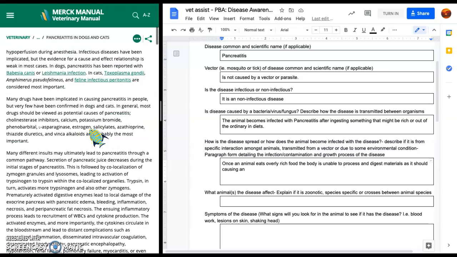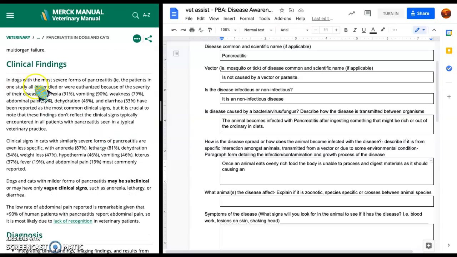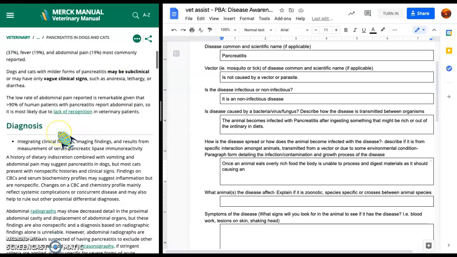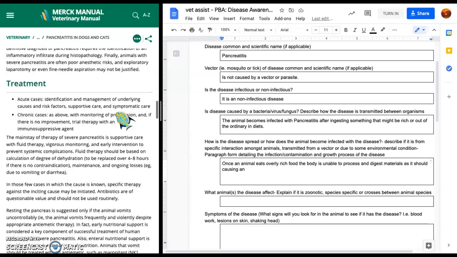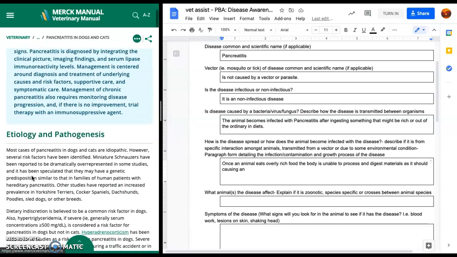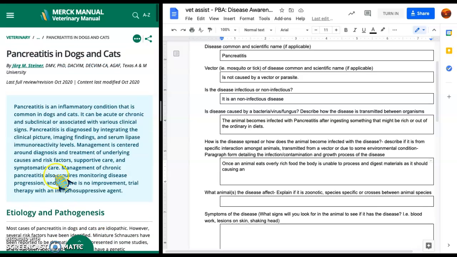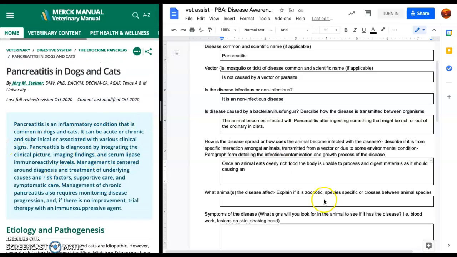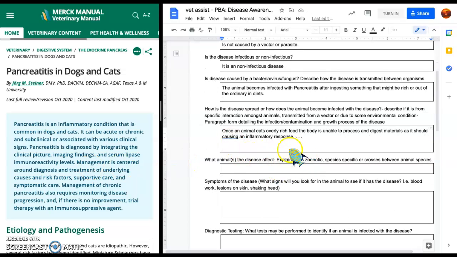Similarities. I'm going to keep going back into this. Clinical findings. So, diagnosis. This is all going to help me a little bit. Treatment. I'm going to come back up though to the information at hand. Alright, so inflammatory condition. So it's causing an inflammatory response. Okay. All right, and then I can continue to keep going in that, right? So I'm going to kind of sum this up. Now notice I'm not going to copy and paste it. I am just going to summarize what's going on.